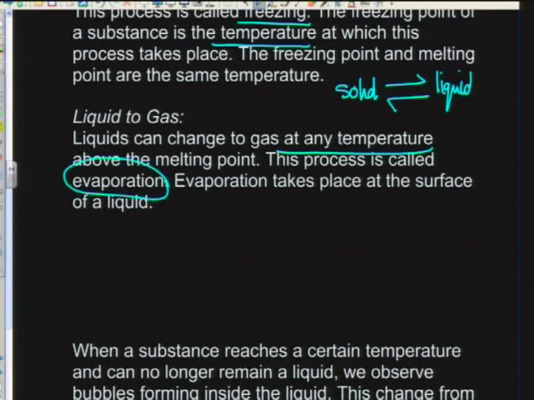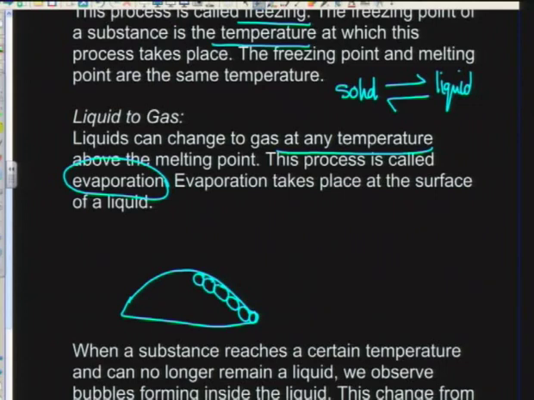Evaporation takes place at the surface of the liquid. And I'm going to draw a little sketch of a water droplet that's sitting on the desk because I've spilled water on the desk. And these are my little water molecules. I'm just drawing them as quick sketch diagrams. Water molecules on the edge of this water droplet.